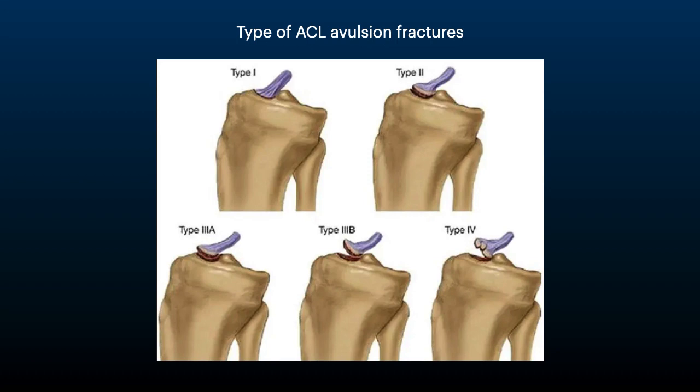ACL avulsion fracture has four basic types. Type 1 is the undisplaced fracture. Type 2 is a minimally displaced fracture with a posterior intact hinge. Type 3A is the completely displaced fracture not involving the articular surface, whereas type 3B is completely displaced but involving the articular surface. Type 4 is the comminuted type.